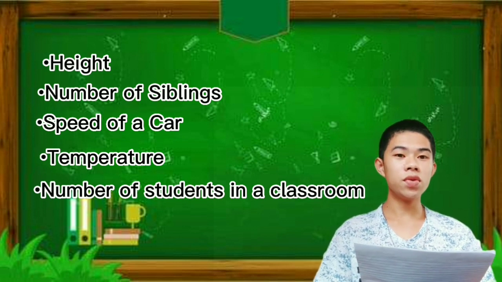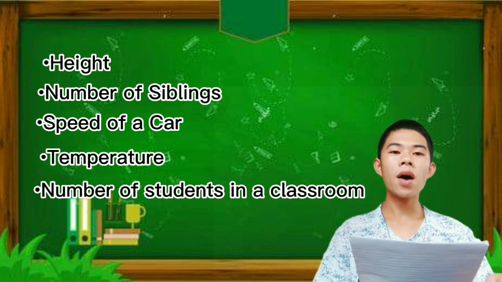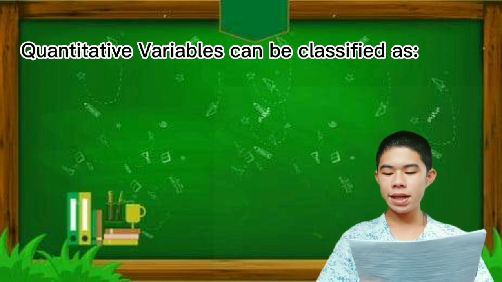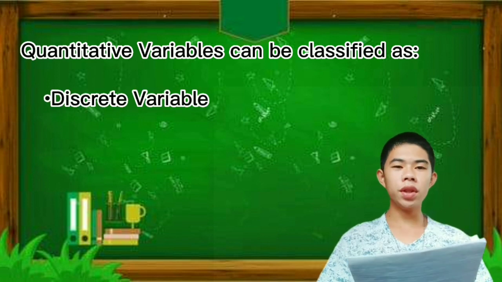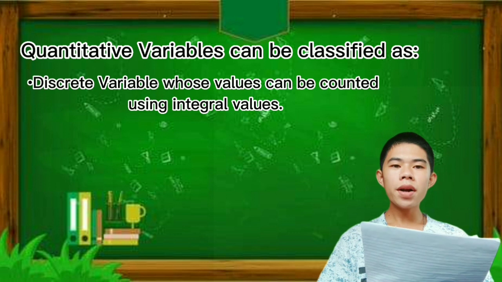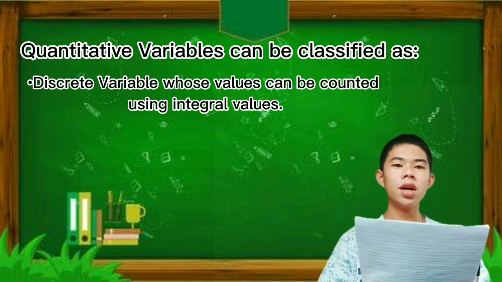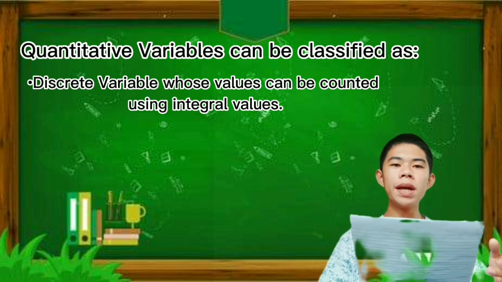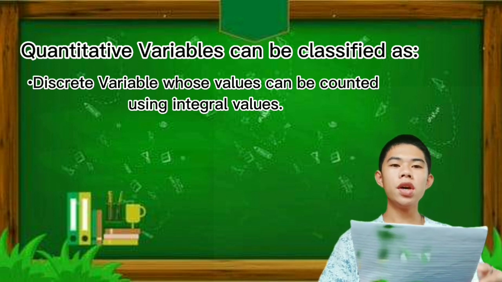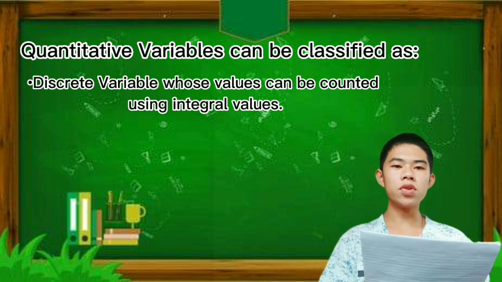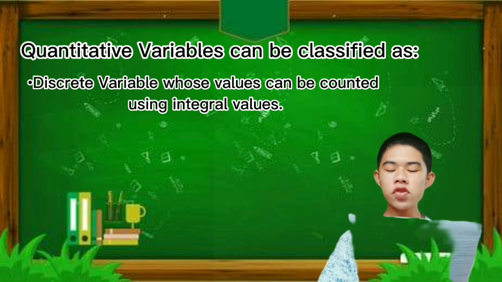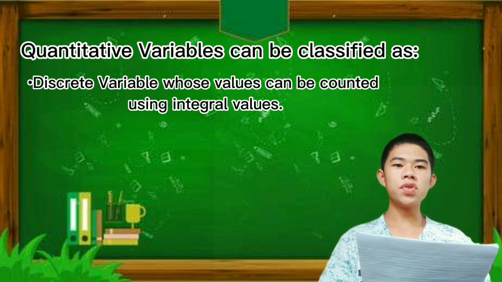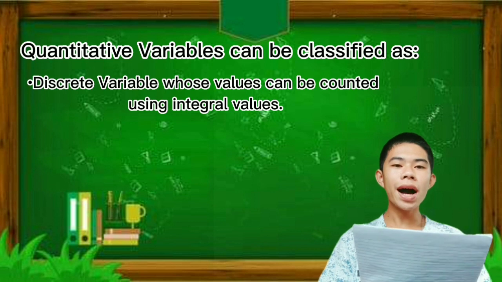So, we will use a number to determine how many they are. Quantitative variables can be classified as discrete variable and continuous variable. A discrete variable is one whose values can be counted using integral values. So a discrete variable will be countable and it will be counted using integer values. In this variable, we will not use a decimal. We always use a whole number or an integer.